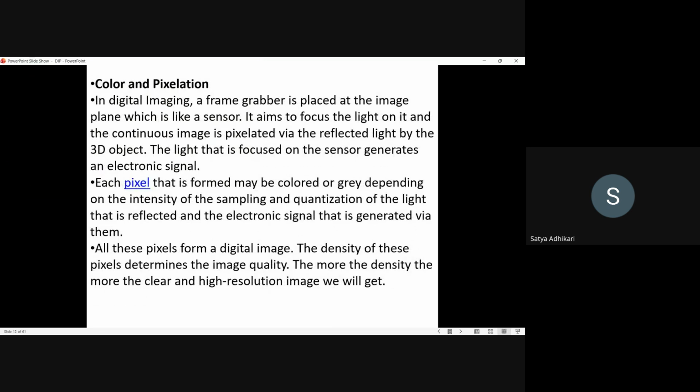In a digital image, a frame grabber is placed at the image plane, which is like a sensor. It aims to focus the light on it, and the continuous image is pixelated via the light reflected by the 3D object. The light that focuses on the sensor generates an electrical signal, and each pixel that is formed may be color or gray depending upon the intensity of the sampling and quantization of the light.